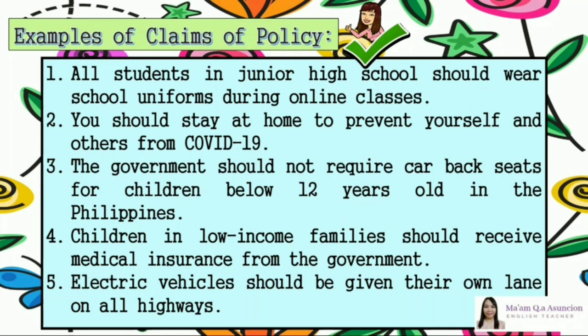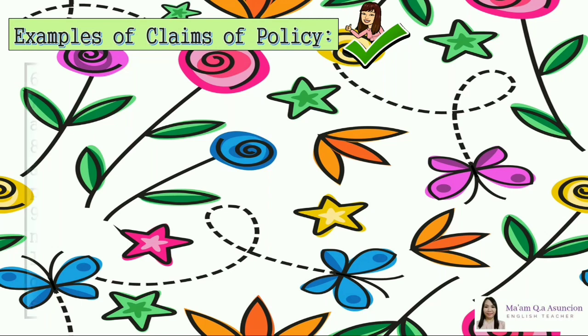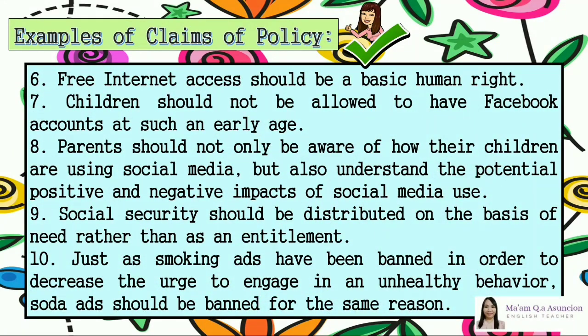Number 5. Electric vehicles should be given their own lane on all highways. Number 6. Free internet access should be a basic human right. Number 7. Children should not be allowed to have Facebook accounts at such an early age. Number 8. Parents should not only be aware of how their children are using social media, but also understand the potential positive and negative impacts of social media use.